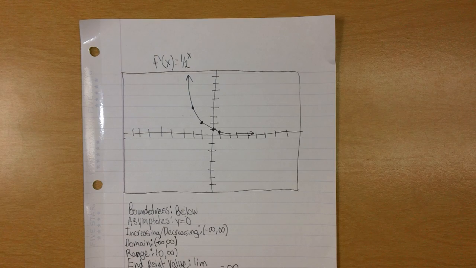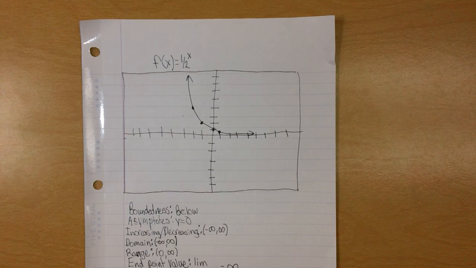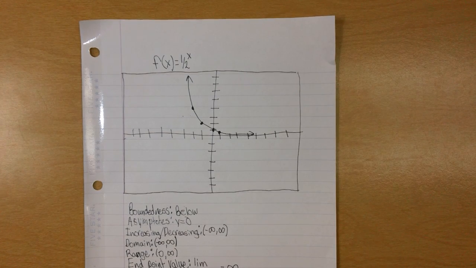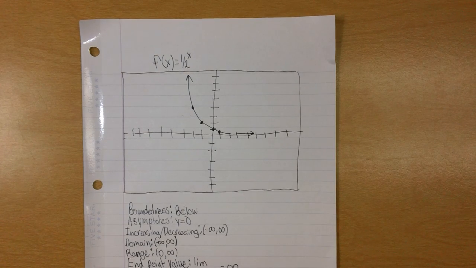This graph is bounded below. It has an asymptote of y equals 0. It is decreasing from negative infinity to infinity. The domain is negative infinity to infinity. The range is 0 to infinity. The limit as x goes to negative infinity is infinity, and the limit as x goes to infinity is 0.